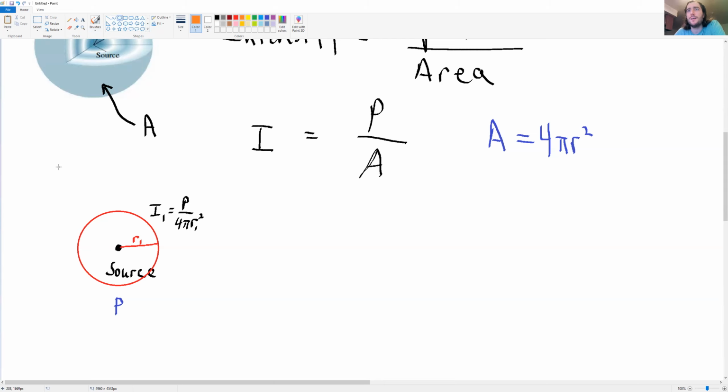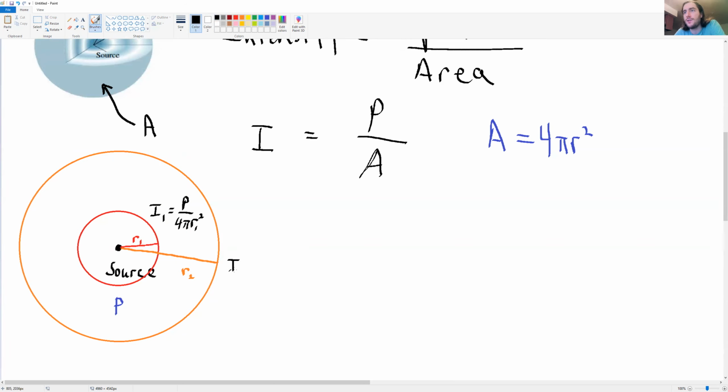Now suppose I do the same thing again, but this time I investigate that same speaker, that same source, at a different distance away, say R2. I'm investigating the intensity, so I'll call it I2. I2 is the power of that source again, but now it's 4 pi R2 squared. It's no longer R1 squared. We're further away now, so we divide by 4 pi R2 squared.